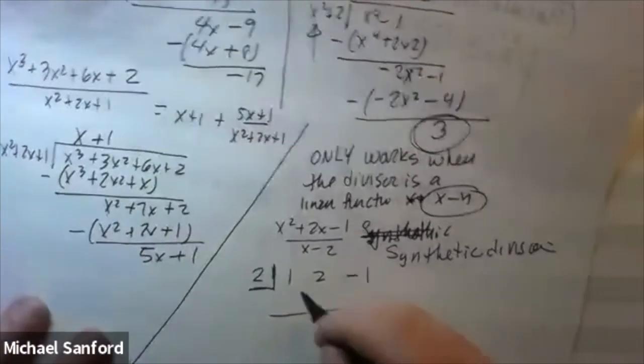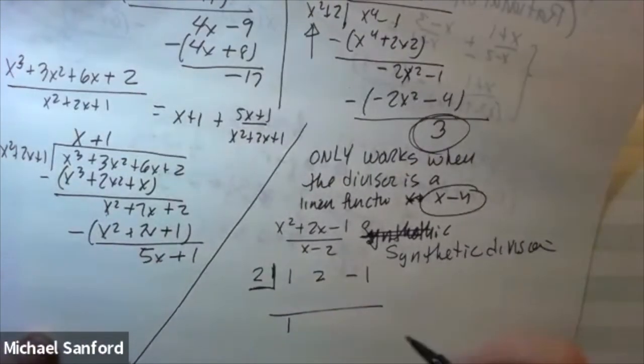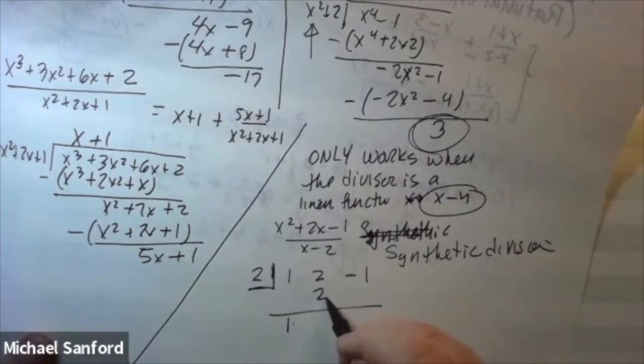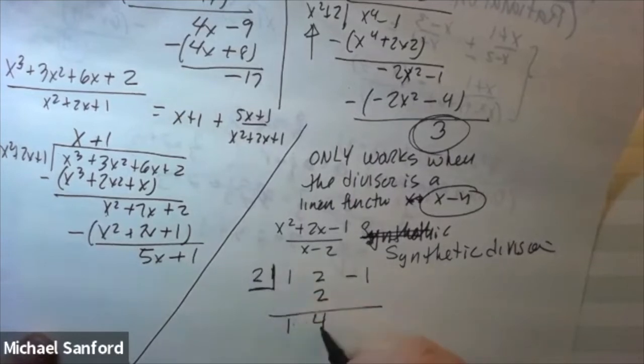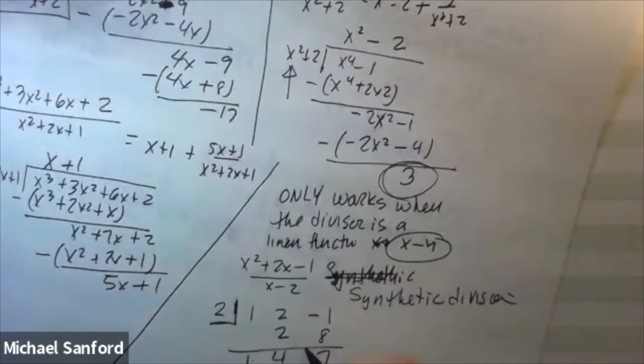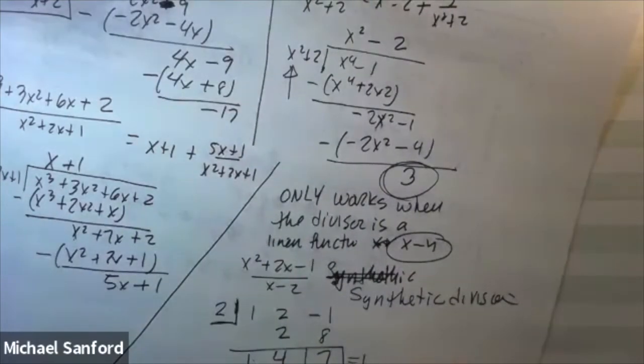The first thing is you just write down 1 below the line. Don't have to do anything. Just pull the 1 down. Now the next thing you do is multiply the 2 times the 1 and put it here. Now you add these two, so I get a 4. Pull that one down. 2 times 4 is 8. Add those to get 7. Now, this last one here, that's the remainder.